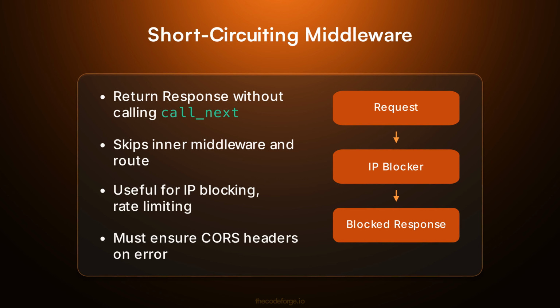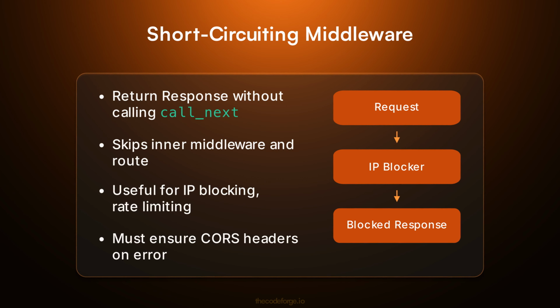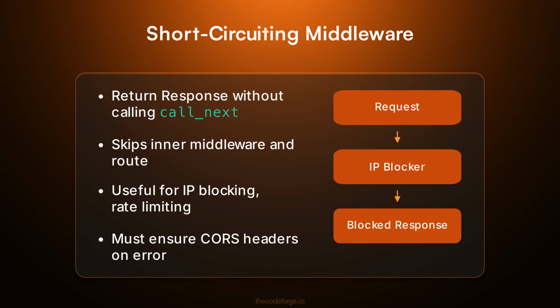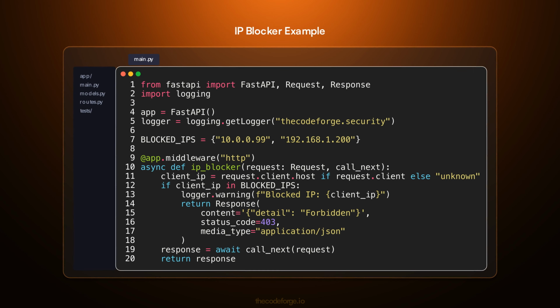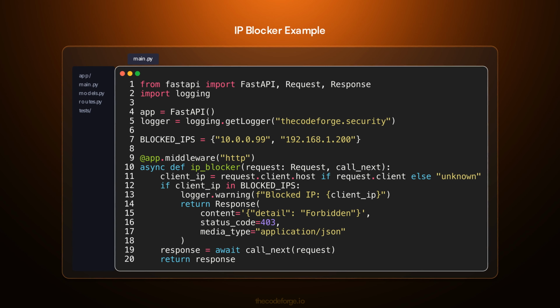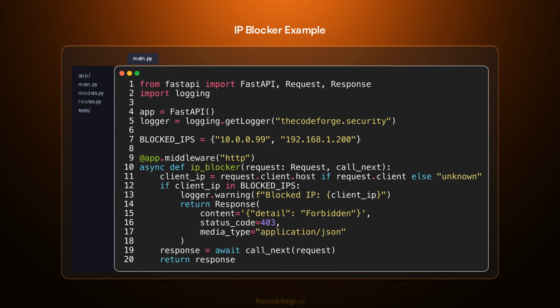Sometimes you want to block a request early. By returning a response directly without calling call next, you short-circuit the chain. But be careful, inner middleware like CORS won't run, so you must add headers manually or place CORS outermost. This middleware blocks requests from known bad IPs. It short-circuits by returning a 403 response. But if CORS middleware is inner, the 403 won't have CORS headers.